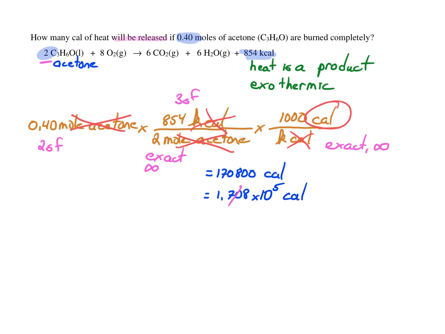We're going to limit our answer to 2 sig figs, so our final answer is equal to 1.7 times 10 to the 5th calories.